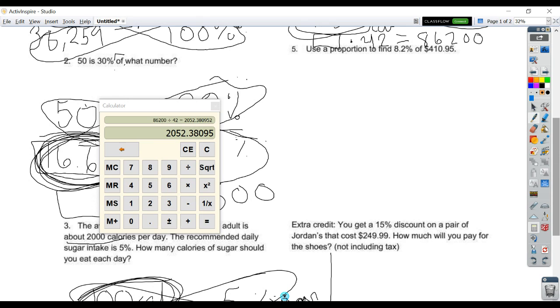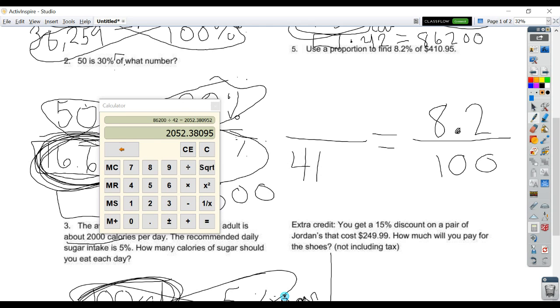Question 5 says use a proportion to find 82% of $410.95. This is 8.2%. Remember that it's not 82%. I said that earlier. And this is out of $410.95. So if it's out of something, this is my whole. That's money. So when I solve this, I can cross multiply.